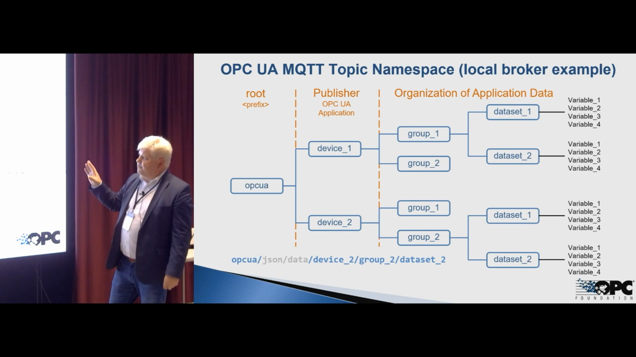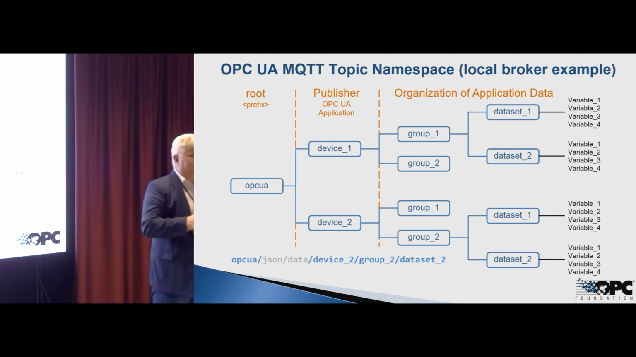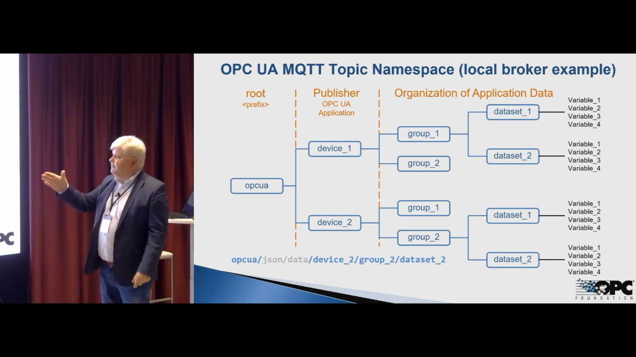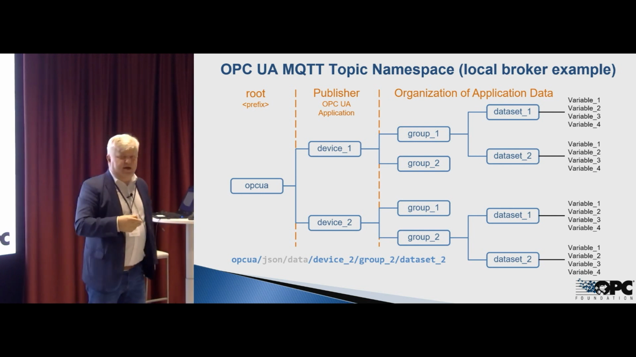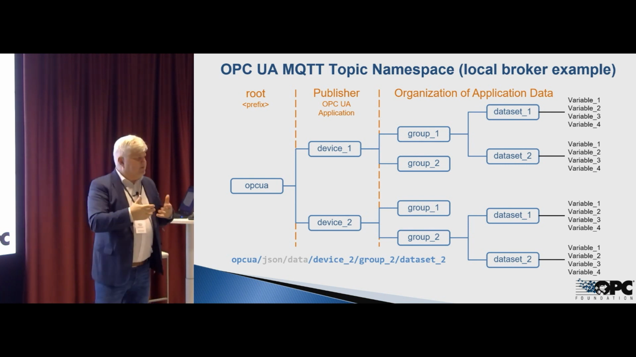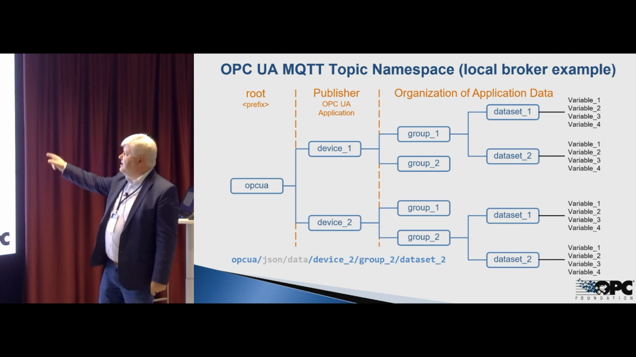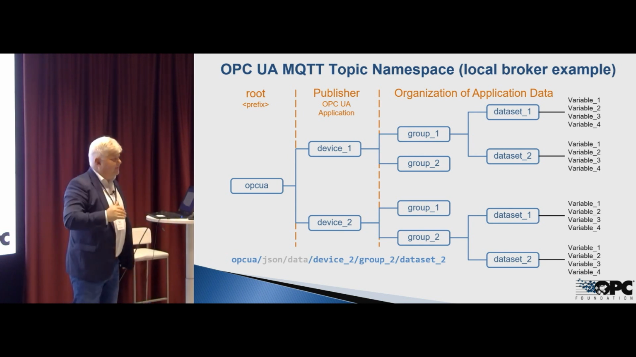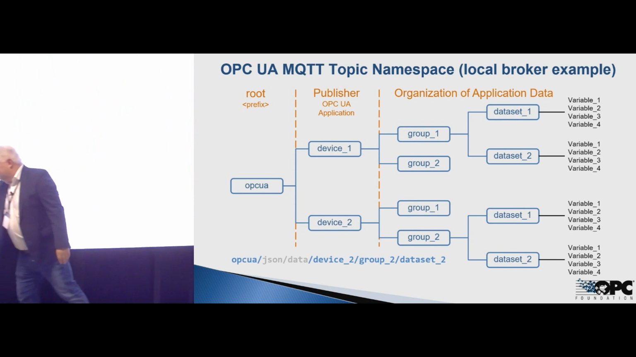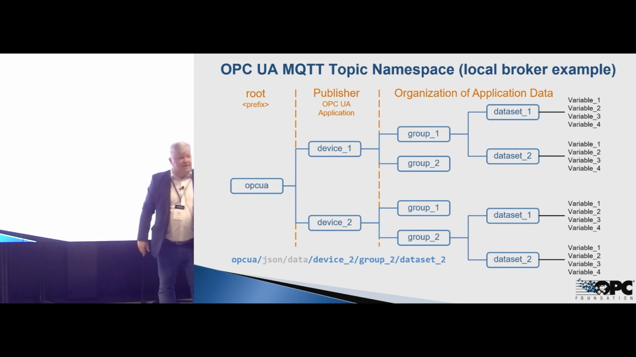And that's one of the two examples I promised. If you have set up a local broker where you have applications that talk to each other in a local network, maybe every device can have its own publisher, and then the organization of the data is really inside the device that is the publisher. So you use the groups and the data sets to build a tree of the information, and inside the data set you have the actual variables with the data. So in this case, you have the default prefix, JSON data, and then just the organization inside the device as a subtree.